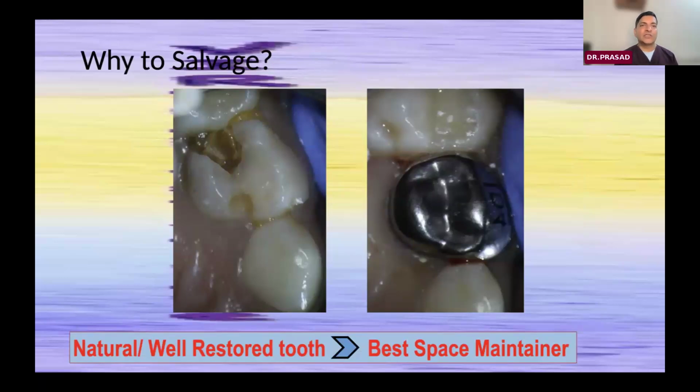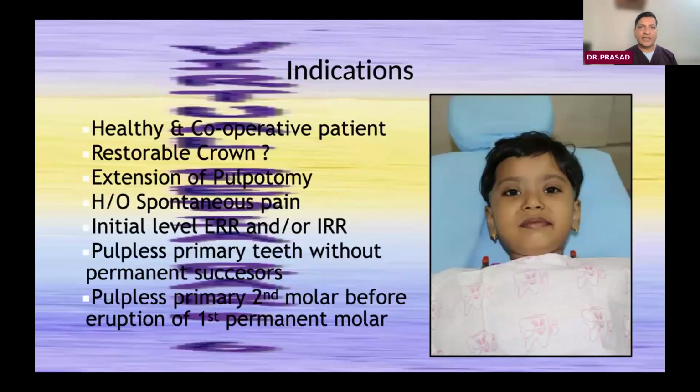Now, why do you want to save the tooth? Because it is a well-mentioned fact in the literature that natural or well restored teeth are the best space maintainers, and that's why you should think of doing pulpectomy as a standard procedure. The indications are very simple: healthy and cooperative patient, restorable crown, extension of pulpotomy. I will explain this point a little later. History of spontaneous pain, that means pain at night, especially nocturnal pain, and it has been a recent episode. Initial level of ERR or IRR in the radiographs, pulpless primary teeth without permanent successors, and pulpless primary second molars before eruption of the first permanent molar. So these are the indications which are given in standard textbooks.